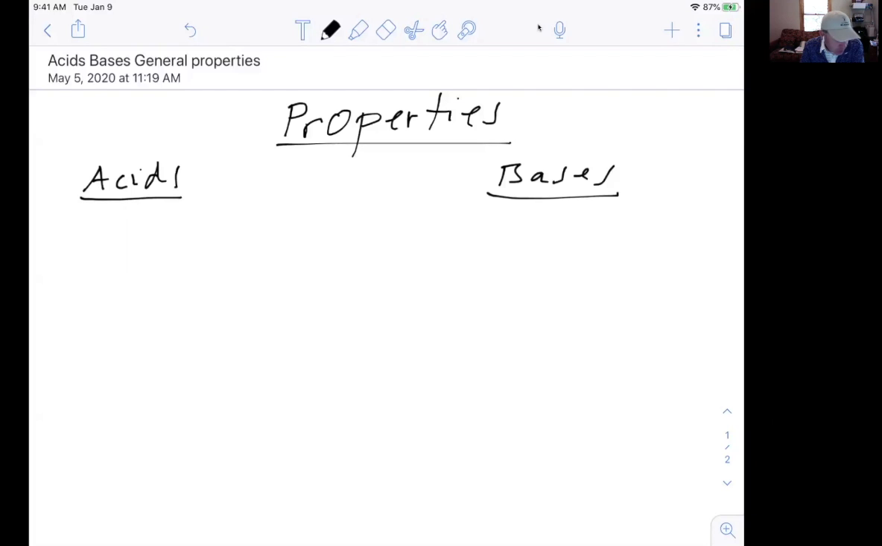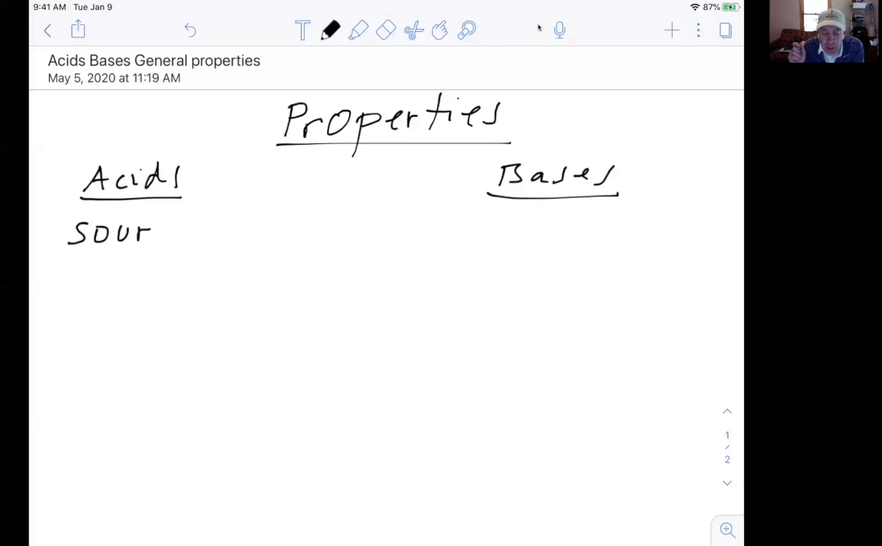Now, these just are general rules. These do not hold true all the time for every single one of them. Most of them are true most of the time, but that's why we call them general rules. In later videos, I will talk about the different types of acid definitions and base definitions, but for right now, we'll just go general properties. First thing, acids are sour.